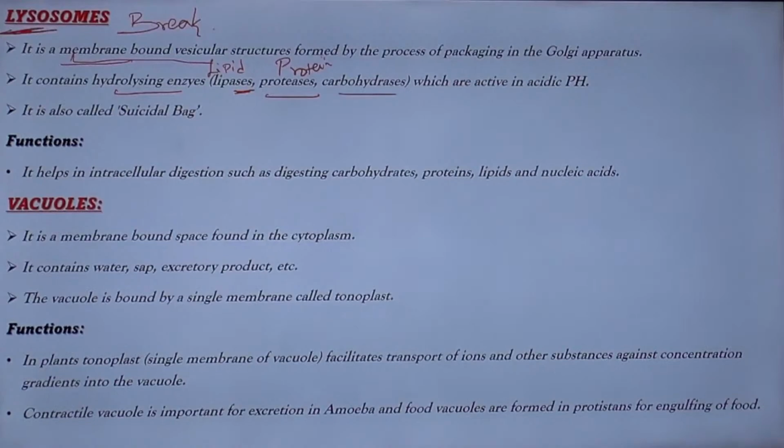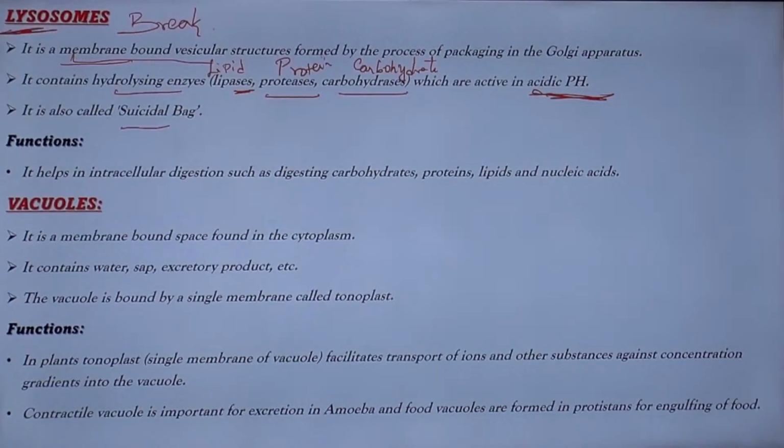And carbohydrates. So these are the enzymes which are active at a particular pH value. So the pH value has to be maintained, and at that pH these enzymes are produced. And it is also called the suicidal bag, this lysosome, because the lysosome is an organelle, a packaging material as we saw. So it is called a suicidal bag.